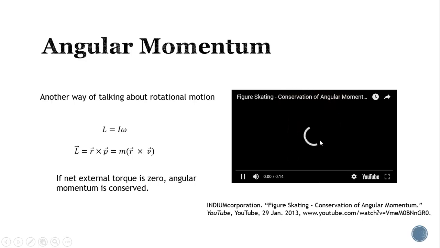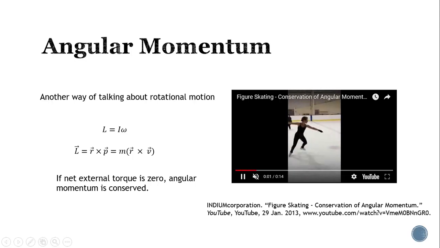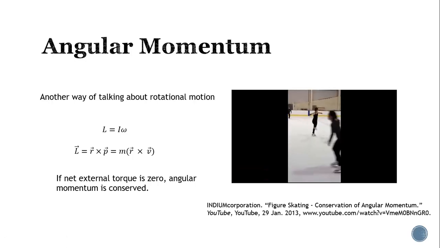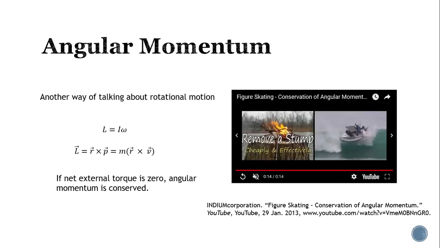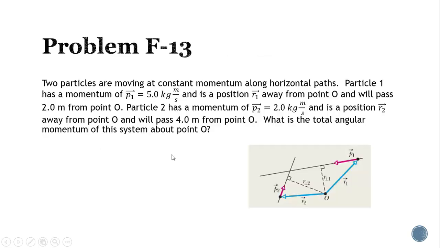Let's look at my figure skater right here as she goes through her motion. What's happening here is as she tucks her arms in, she's decreasing her moment of inertia, bringing more of her mass in toward the center of her axis of rotation. What that does is decrease her moment of inertia and increase her angular momentum. Or excuse me, not increase her angular momentum, increase her angular velocity. Sorry, angular momentum remained constant.